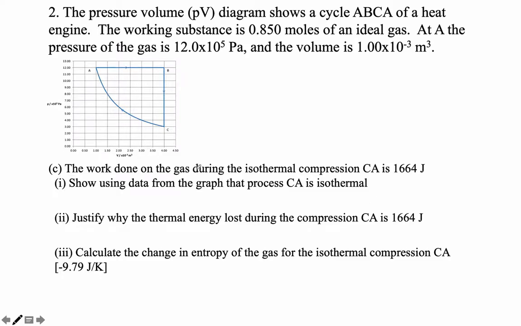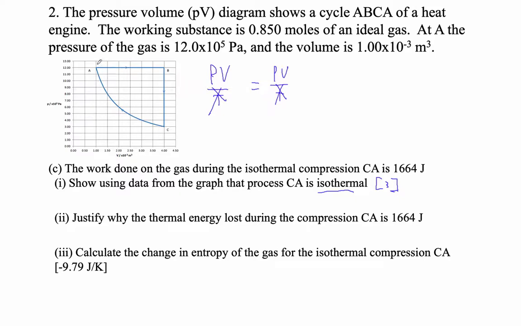Show using data from the graph that the process CA is isothermal. I think this might be a 3-mark question, right? Okay. Remember, an isothermal process with the combined gas law, PV over T is equal to PV over T, right? Well, if T1 equals T2, then PV over T becomes just PV equals PV, right?